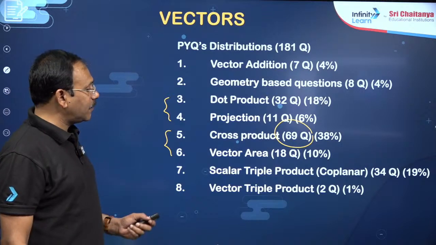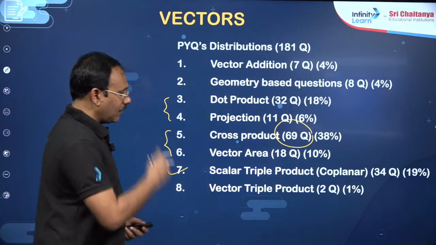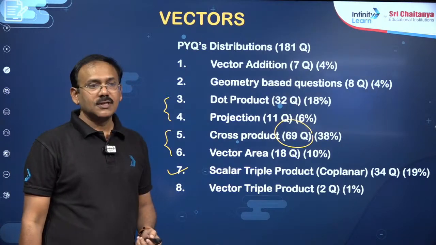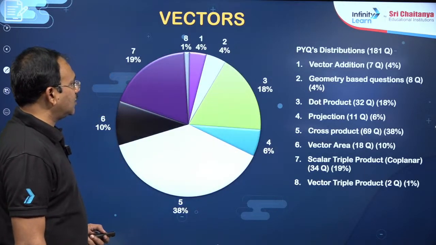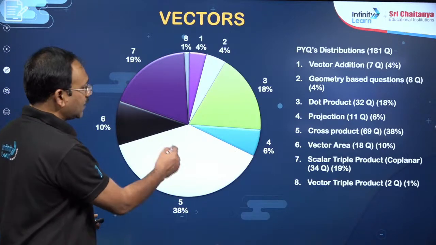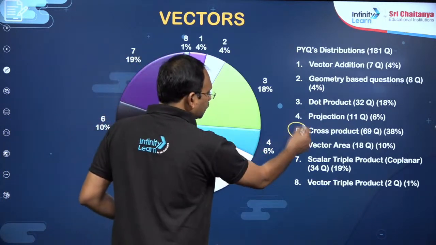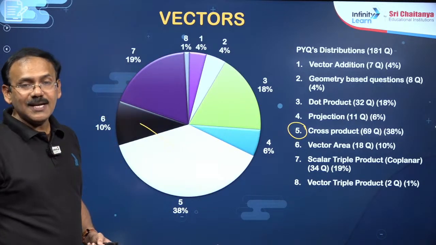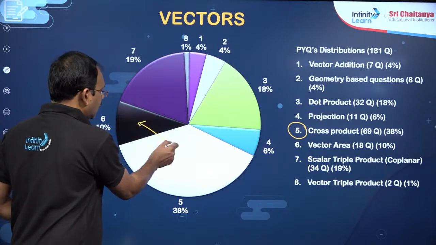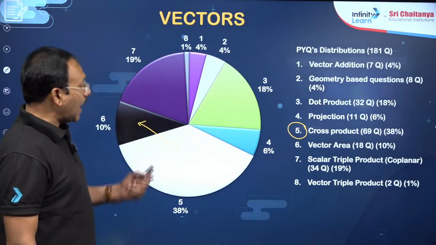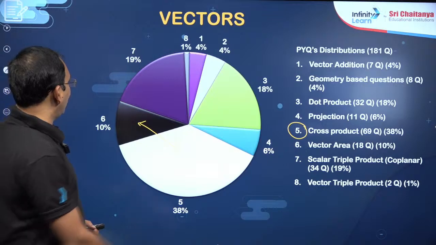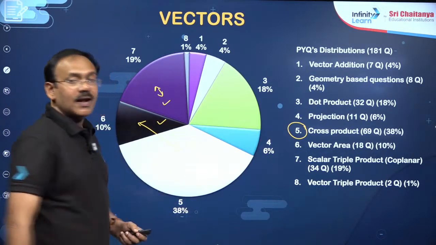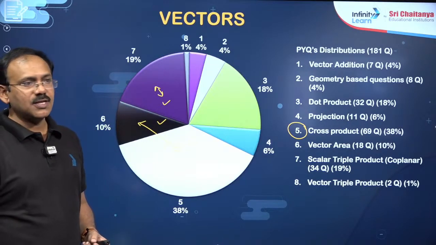Then scalar triple product is also very important, where we got 34 questions, and vector triple product only 2 questions. Looking at the chart, the lion's share is taken by the 5th topic, cross product and vector area. These two together make 48%, that means 50% of the questions. Then scalar triple product is one more 20%. So these 3 areas will cover around 70% of the questions.